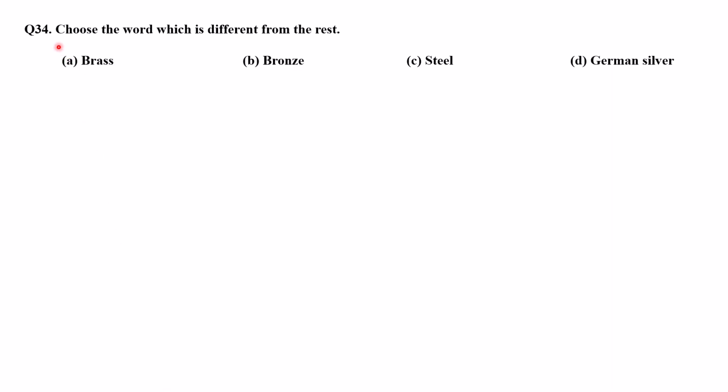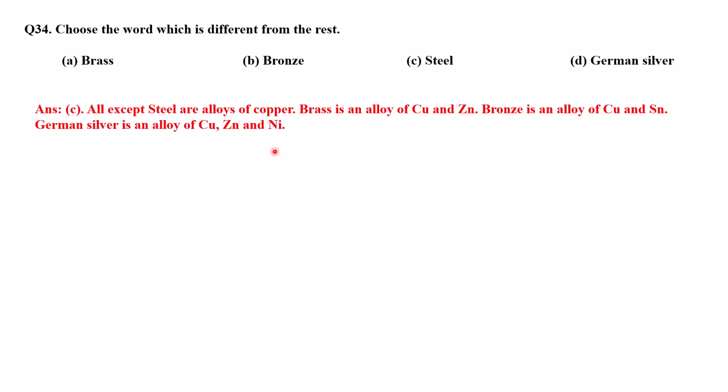Now question 34, choose the word which is different from the rest. Brass, bronze, steel and German silver. If you see here, brass, bronze and German silver, they all are alloys of copper except steel. Okay, brass is an alloy of copper and zinc, bronze is an alloy of copper and tin, German silver is an alloy of copper, zinc and nickel, but steel is not an alloy of copper. So C is the odd one out.